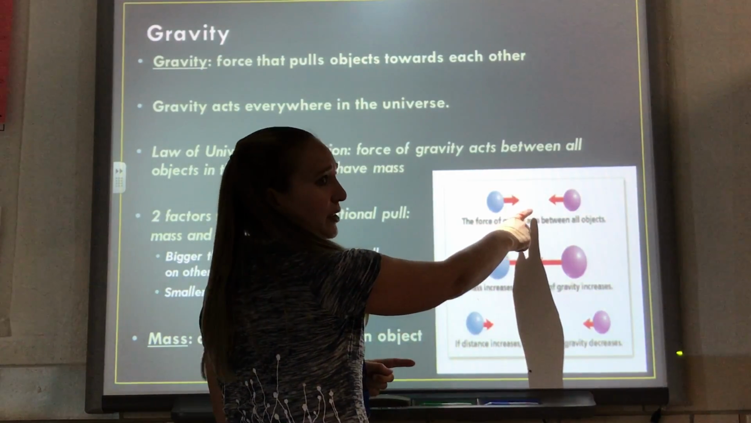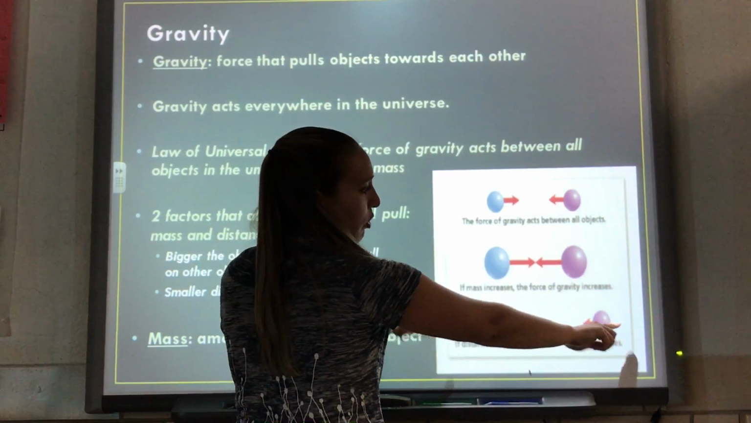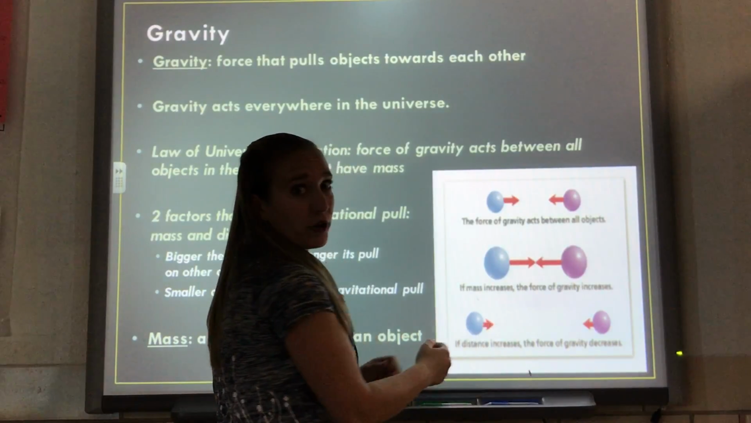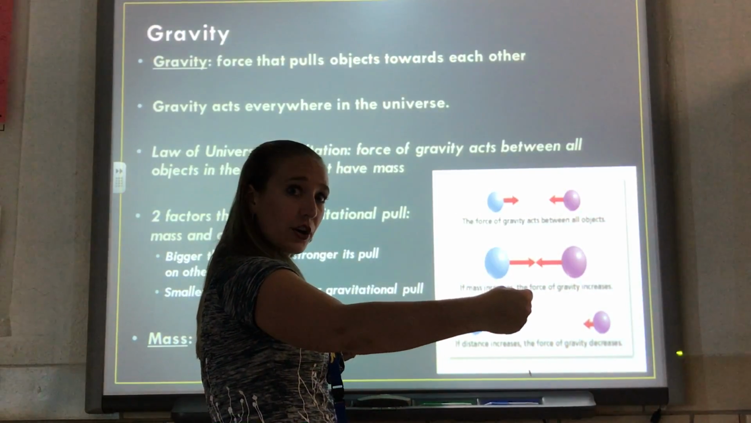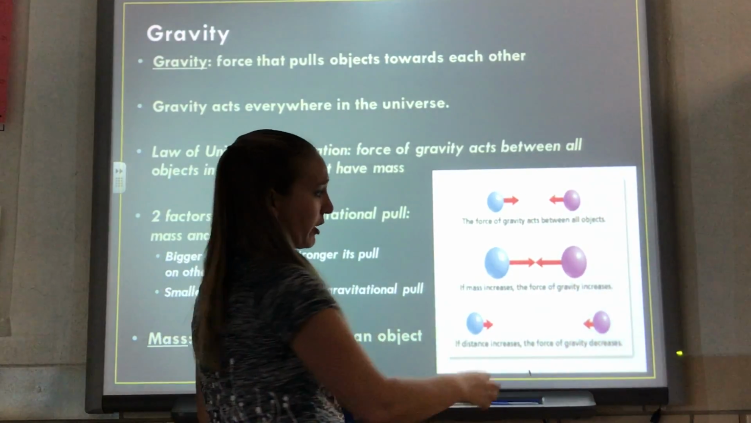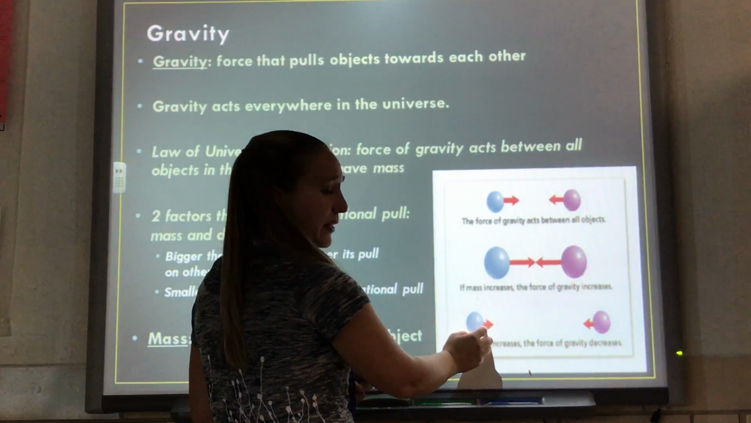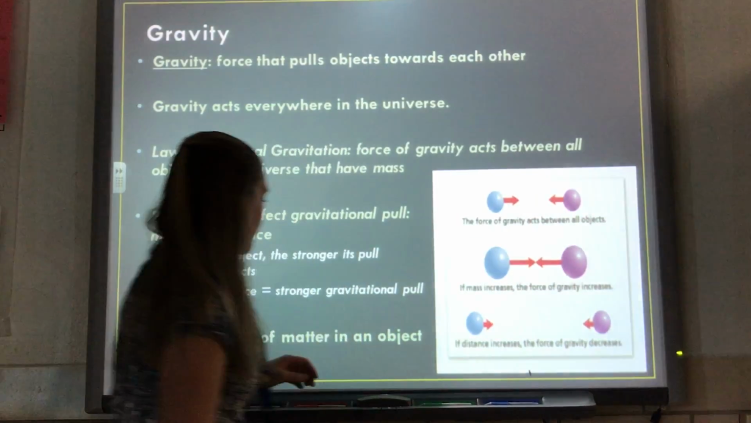Now we're going back up to these two again, but this time we're going to pull them apart. That means it's a weaker force. The distance got bigger, so they don't pull on each other as strong now. So now we have to make the arrow a little bit shorter.